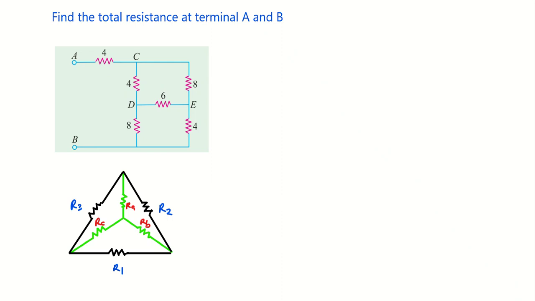In this video, you are going to learn how to use star delta transformation to find the total resistance at terminal A and B. So let's look at how you are going to solve this question.